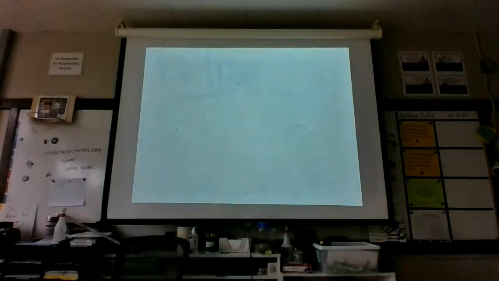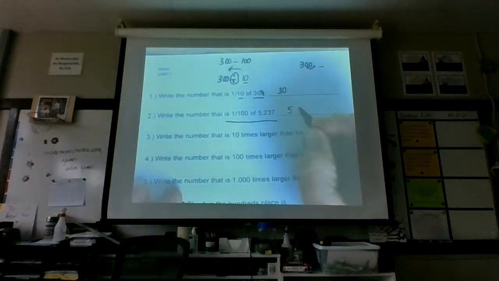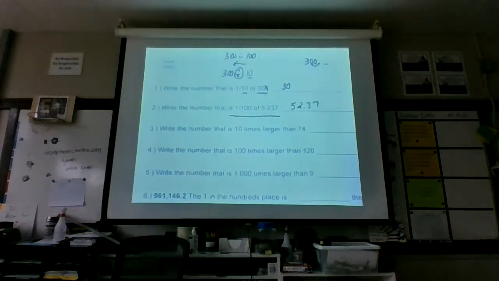So on your paper, you can write 52.37. Now, how did we figure that out? Let's review, okay?